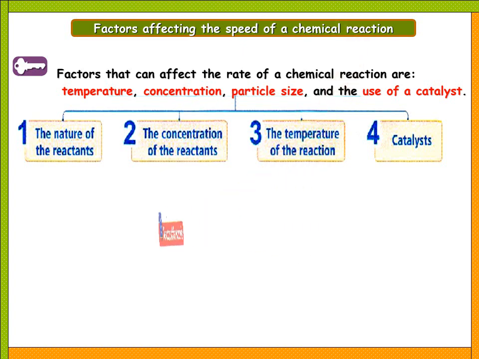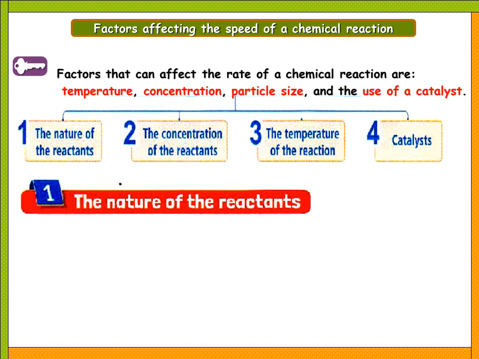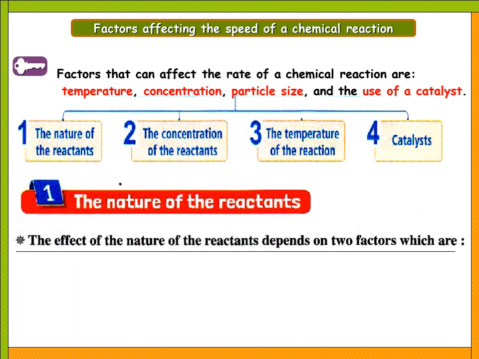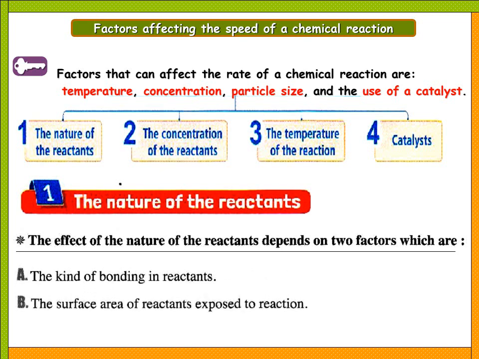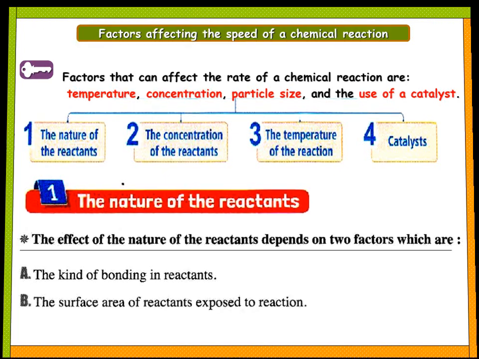Let's discuss the first one of them, the nature of reactants. Nature depends on two factors: the kinds of bonds in the reactant and also the surface area of reactants exposed to the reaction. Okay, we have two points that we will discuss. The first one here is the kind of bonding in the reactant.